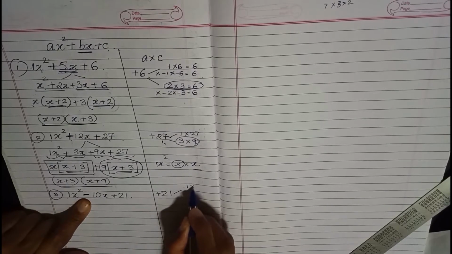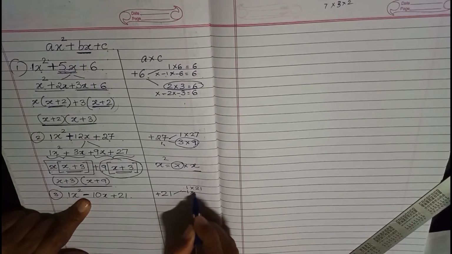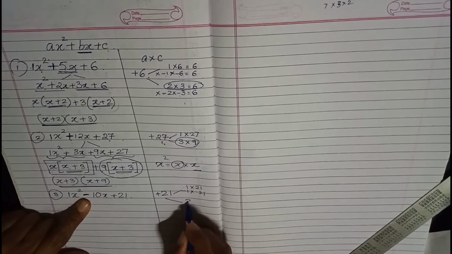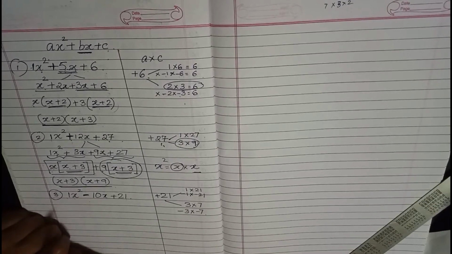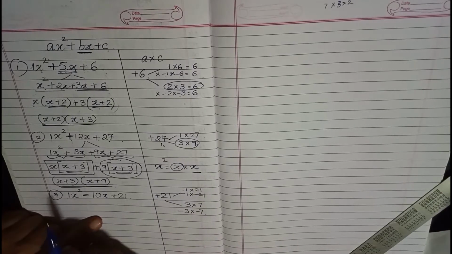So let us say 1 into 21 or minus 1 into minus 21. Second can be 3 into 7 or minus 3 into minus 7. So these are the factors of 21. These are the two possibilities. Out of that, which we should select now, right?